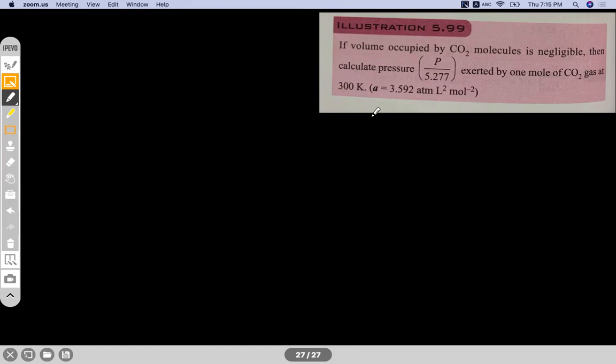You need to find out the pressure, P divided by 5.277. This value you need to find out. It's a numerical type question. Yes, obviously, the A value is given, no? So you have to use van der Waals.